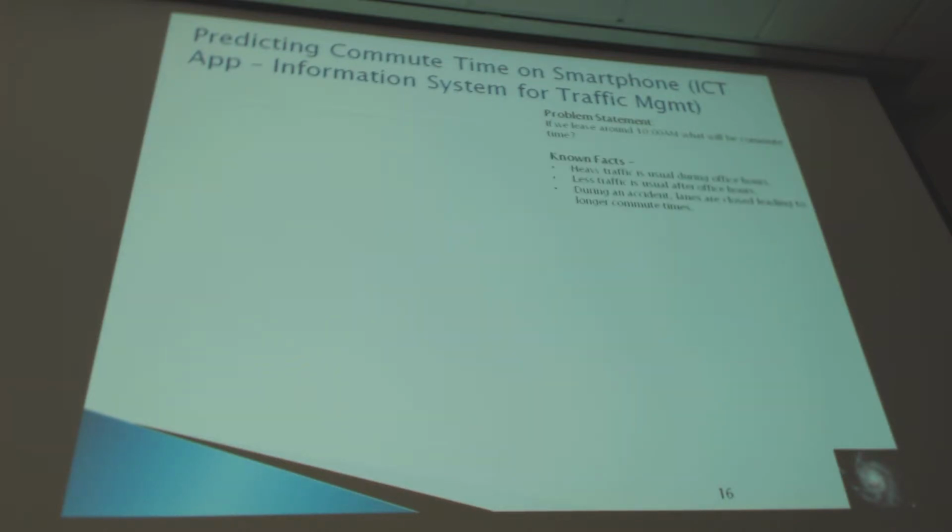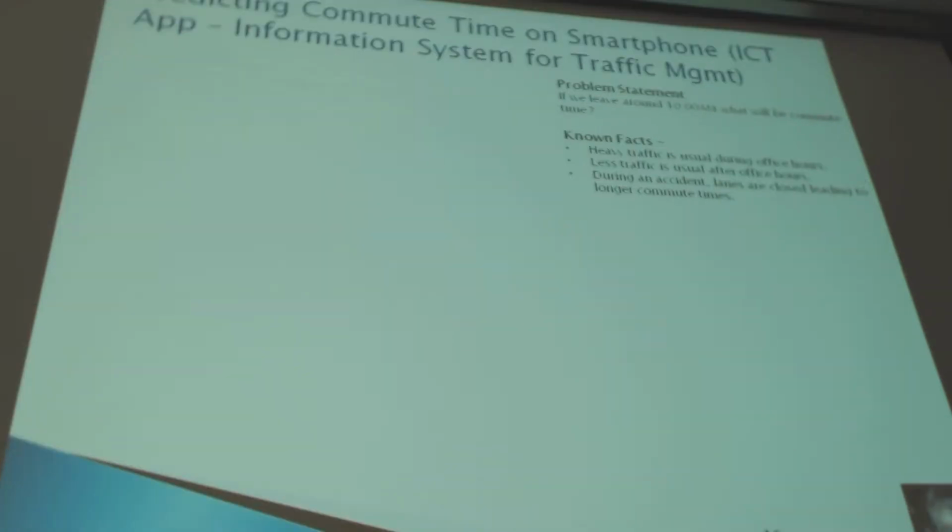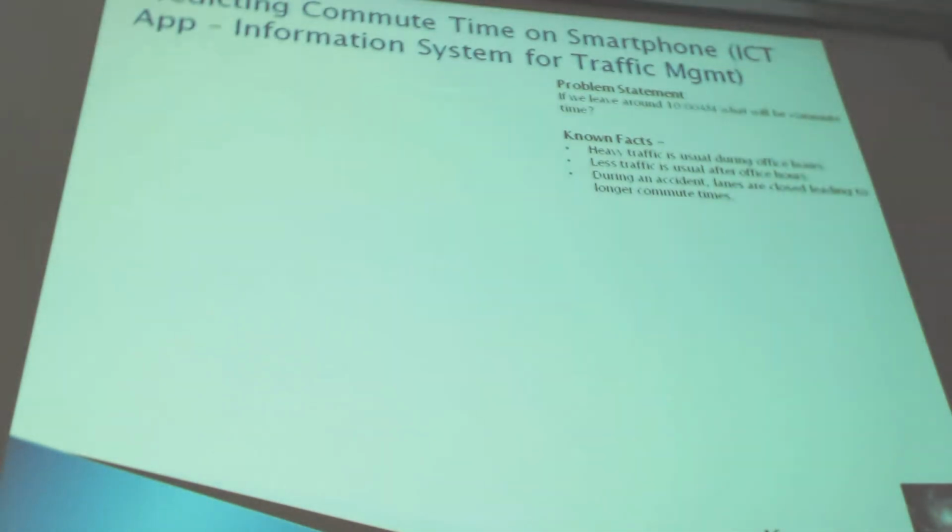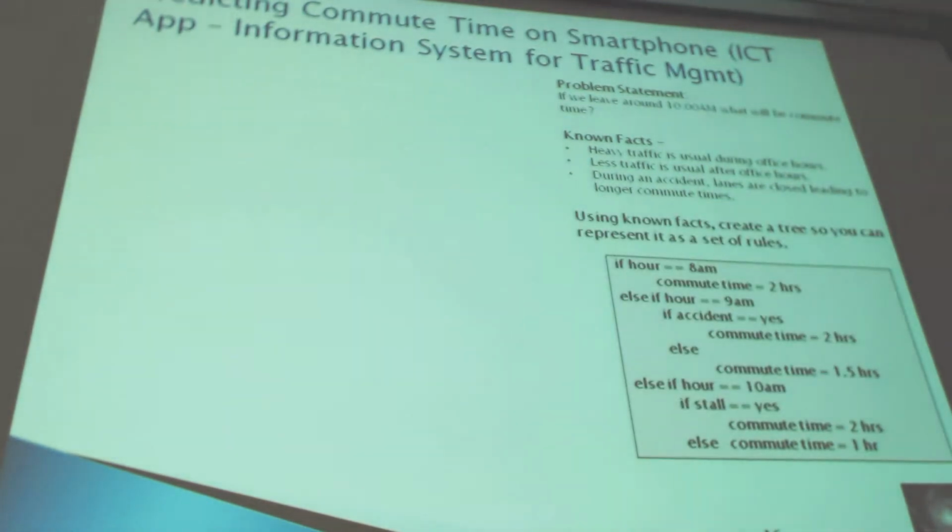So we have some known facts from the training data set, like there is heavy traffic as usual during office hours, less traffic is usual after office hours, and during an accident or a stall, lanes are closed, and that will lead to long commute time. So these are known facts from our training set. As we work with the environment, we know all these facts. So based on that, we create a decision tree and create some rules out of that.